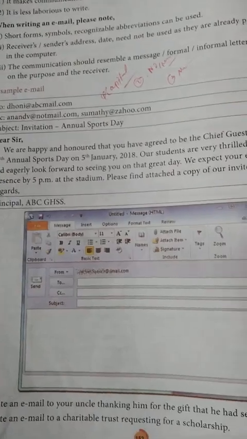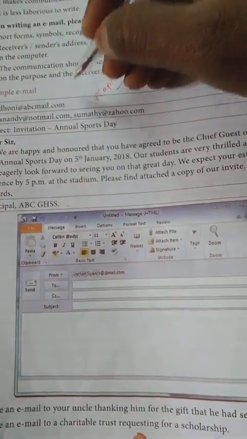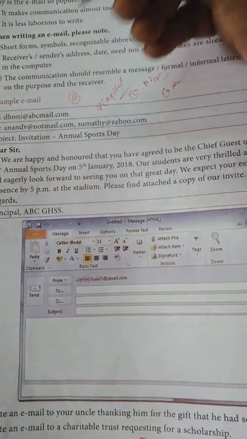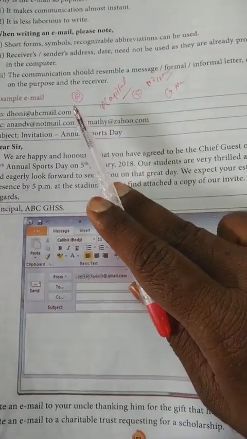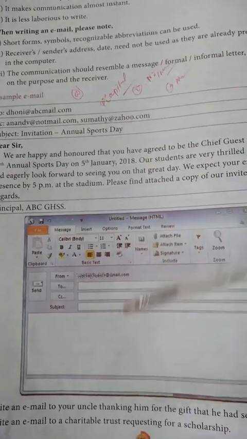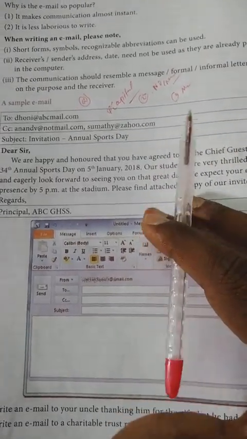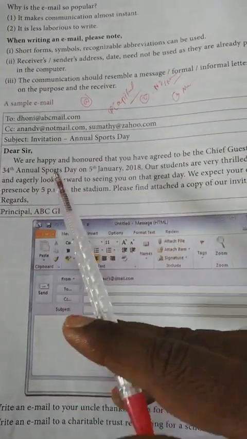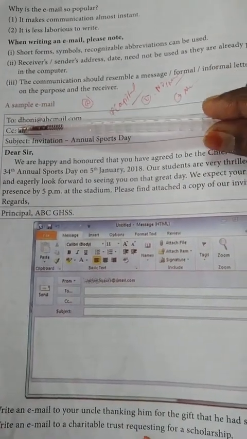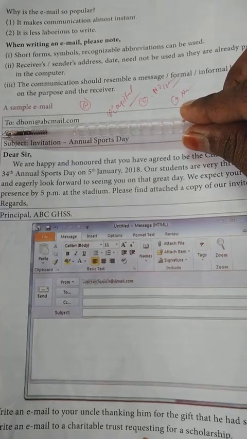And it is compulsory to use this @ symbol. We call it the @ symbol. Either you can go for Gmail or Yahoo Mail or Rediff Mail, Hotmail, and so on. A lot of mail services are there, and you can use any one of them. The second thing is CC, carbon copy. This is not necessary.